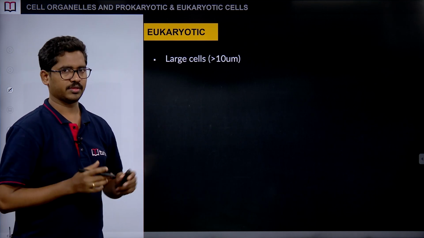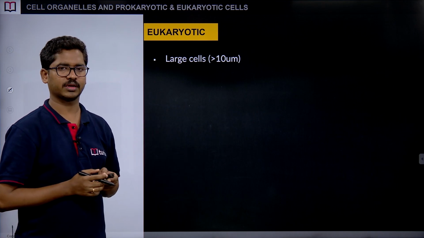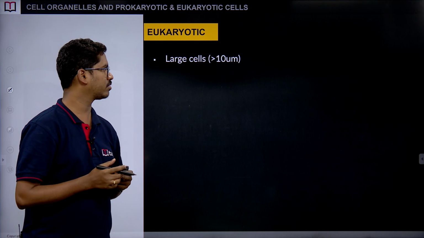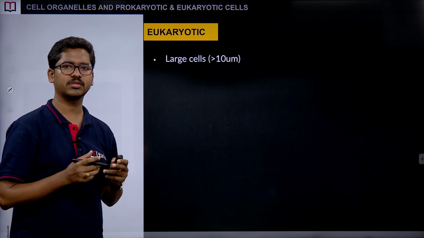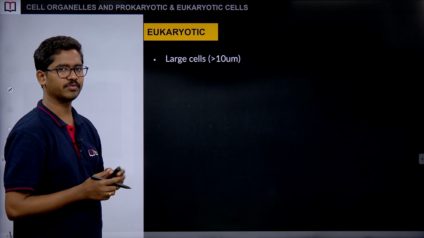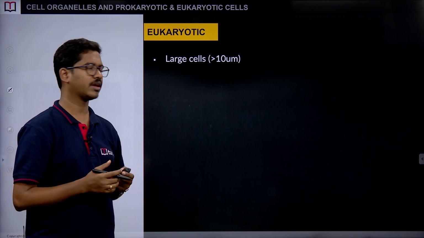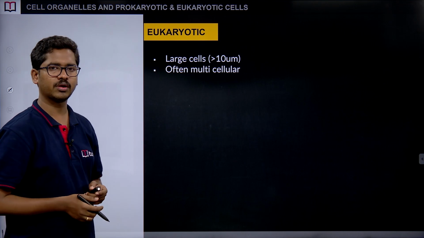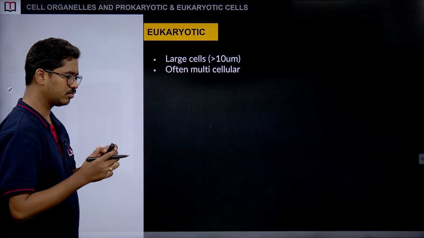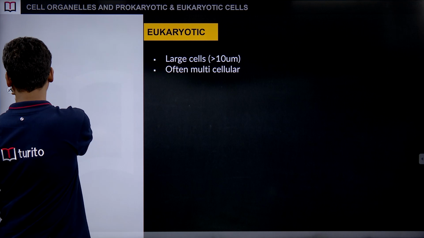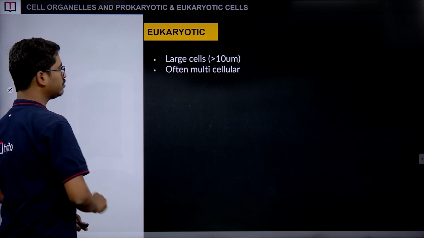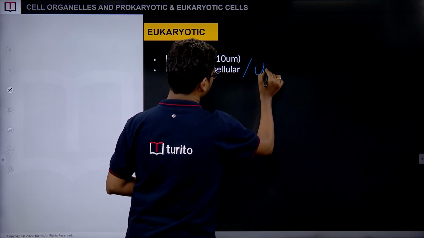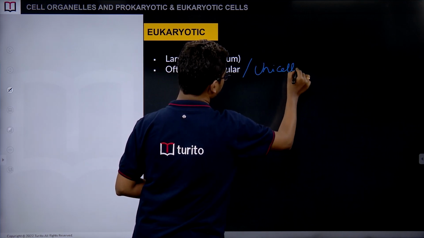They are quite large cells, comparatively very large cells. In fact, they are larger than 10 into 10 to the power minus 6 meters. That means more than 10 micrometers, the least size is actually more than 10 micrometers, and often multicellular in organization. So, most of them are multicellular in organization, and you would see there are also some of them which are of unicellular type.